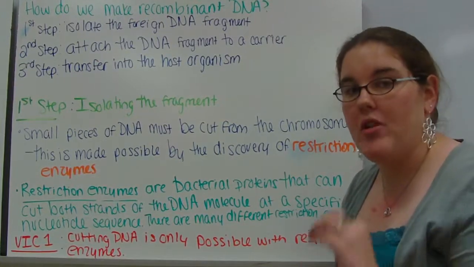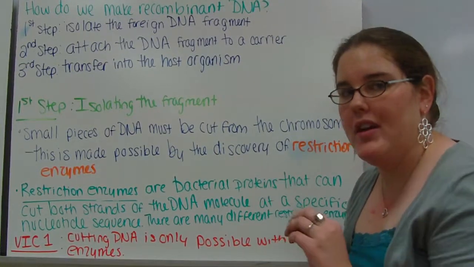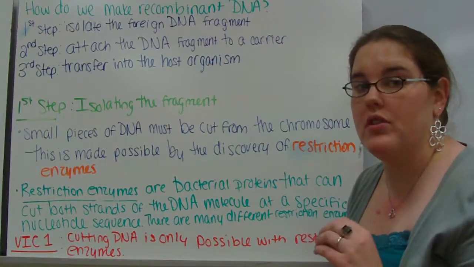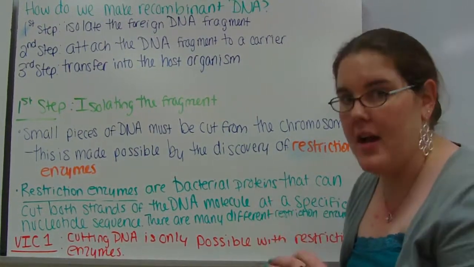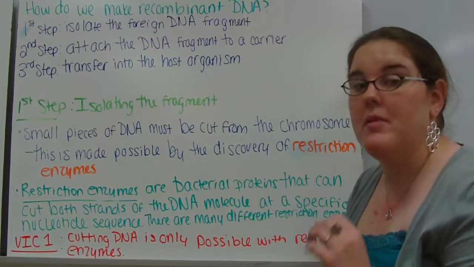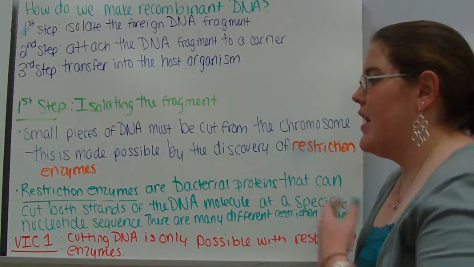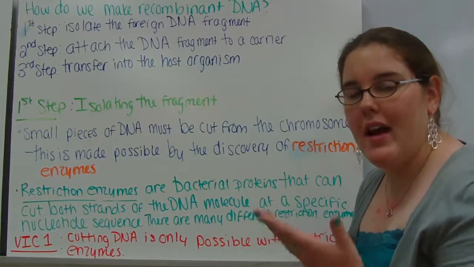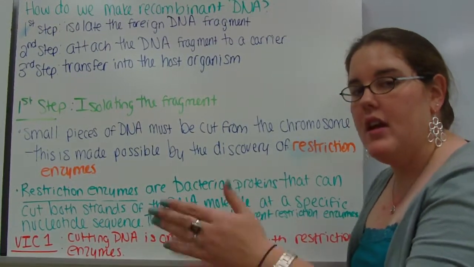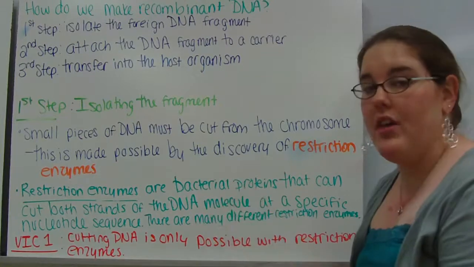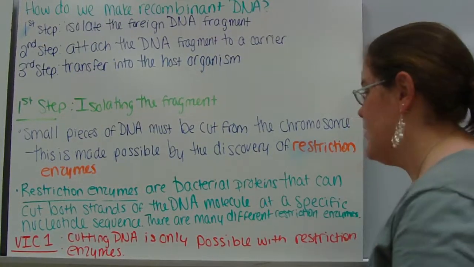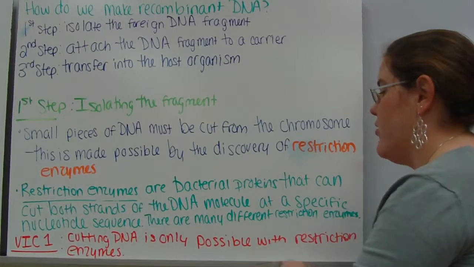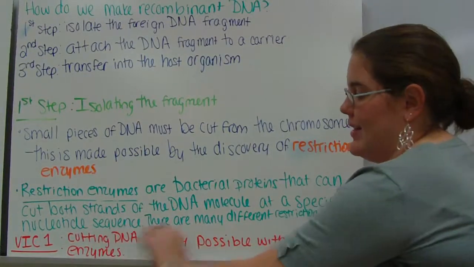These restriction enzymes are looking for a specific nucleotide sequence, and it might be any given number of things. There are restriction enzymes for many different types of nucleotide sequences, pretty much anything that you can think of. Let's say that ours is looking for ACCG. Whenever it comes across that ACCG sequence in our DNA, it's going to cut that DNA at that specific sequence. So once again, bacterial proteins cut both strands of the DNA molecule at a specific nucleotide sequence.